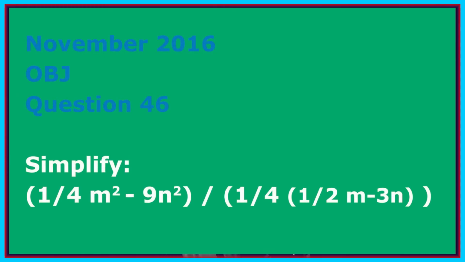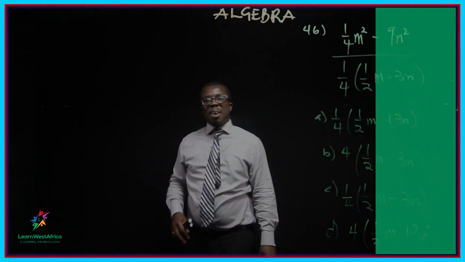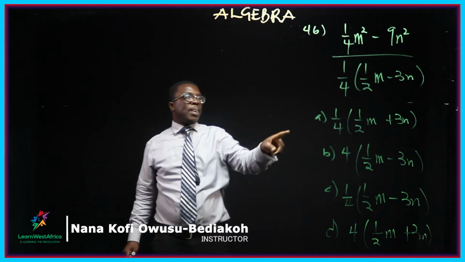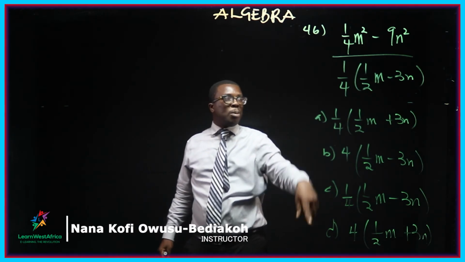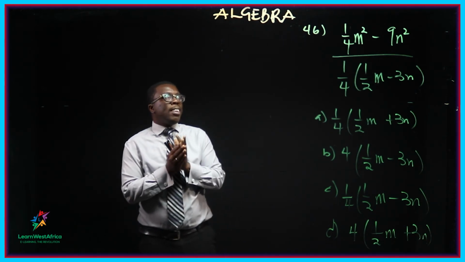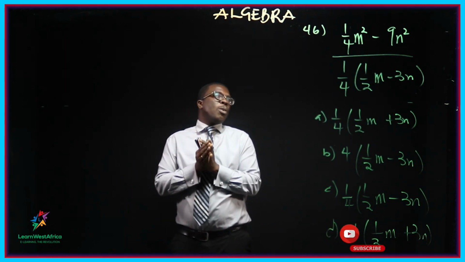Question 46 is another interesting question. Simplify 1 over 4 m squared minus 9n squared, all over 1 over 4, in brackets half m minus 3n, close brackets. Simplify, and my answers are A to D. We'll just try and see what best we can do.